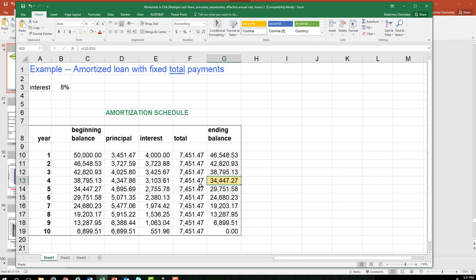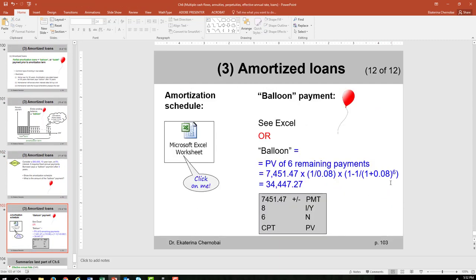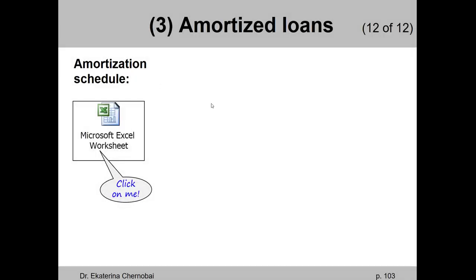So in year 4, you're paying the balloon payment, $34,000 and a little bit, plus don't forget that there's another about $7,500 on top of it, the interest and principal reduction. So it would be the sum of these two, roughly $42,000 is your last payment during the 4th year. Okay, so going back to this slide, I've just shown you where to find it in our amortization schedule. It's just the ending balance for that year.